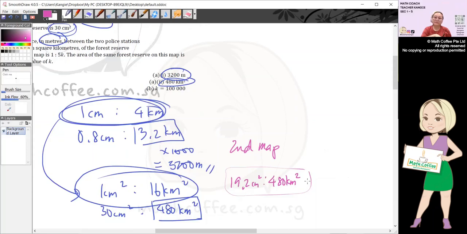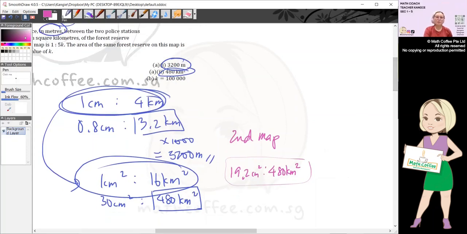I have to change my left side to become 1 cm. Yes, I need to change to 1 cm, but how? Now currently it's 19.2 cm square. Can I square root 19.2? Let me check. Cannot. I get 4.38 out. Oh, divide both sides by 19.2, is it? Then yes, correct. Then square root. Yes, change it to 1 cm square. Good.